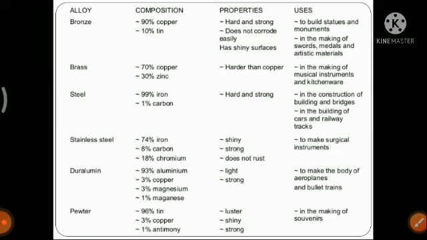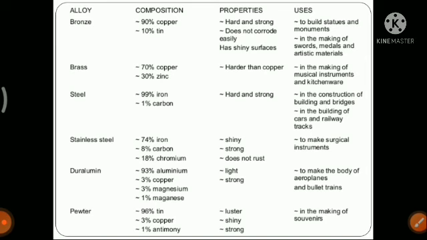Brass is the alloy of copper and zinc, 70% copper, 30% zinc. Again, steel. Steel is the mixture of iron and carbon. And stainless steel is the mixture of iron, carbon and chromium. Sometimes nickel is also used in making stainless steel.